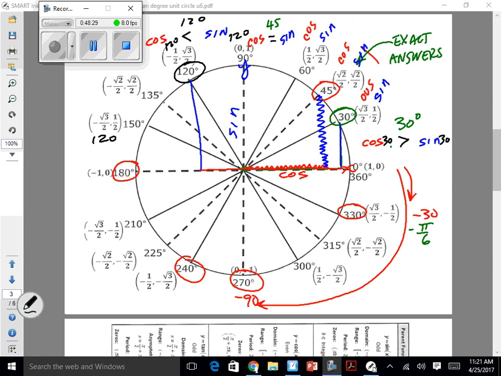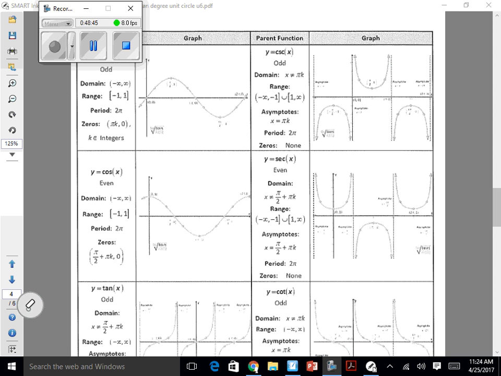Please highlight sine, just like I'm doing on the board. On your assessment, they're just going to find out if you had to sketch a sine wave, do you know what it looks like?